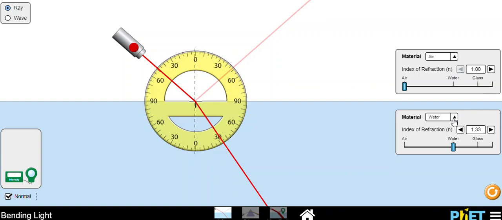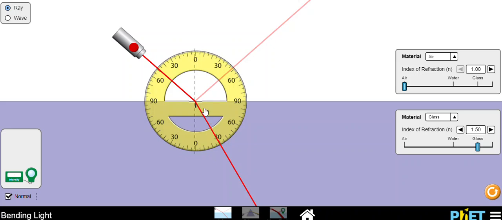If you change the materials, for example, if I change to glass, you're going to see how the reflected ray is not affected at all, right? So always the angle of the incident ray and the angle of the reflected ray are basically the same, but the angle of the refracted ray is going to change, right?